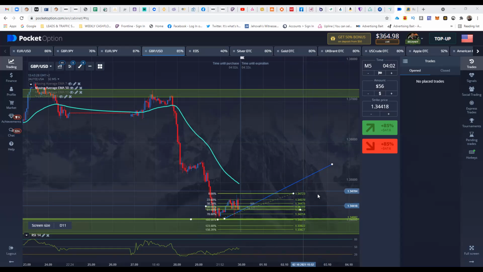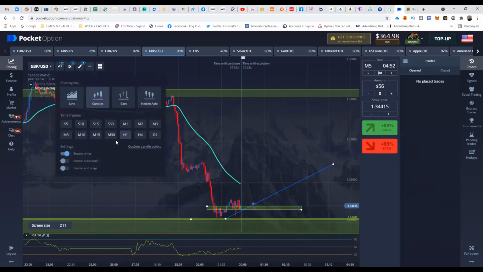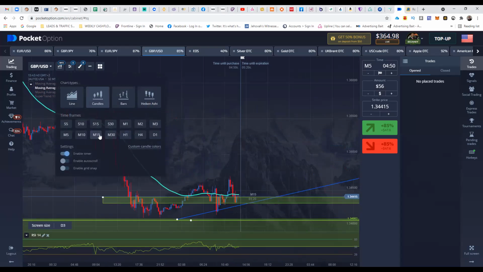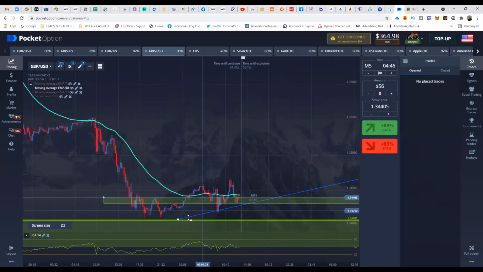We notice a small pullback here. The price did respect the 50% there. So then what I'm going to do is go to the 15-minute and see what price is doing. We identify a little bit of a pullback here, so I'm going to erase this and do the trend line right here.